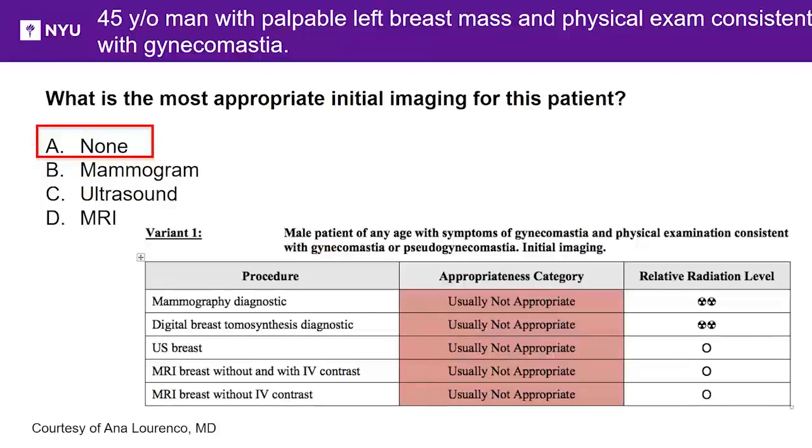And here, I've copied this variant 1 from the ACR Appropriateness Criteria. We state here that for any male patient, regardless of the age, if they have symptoms that are relatively benign and your referring physician thinks it's gynecomastia or pseudogynecomastia, in terms of initial imaging, none of these are appropriate. In other words, this is a diagnosis that should be made with confidence based upon the clinical breast exam.